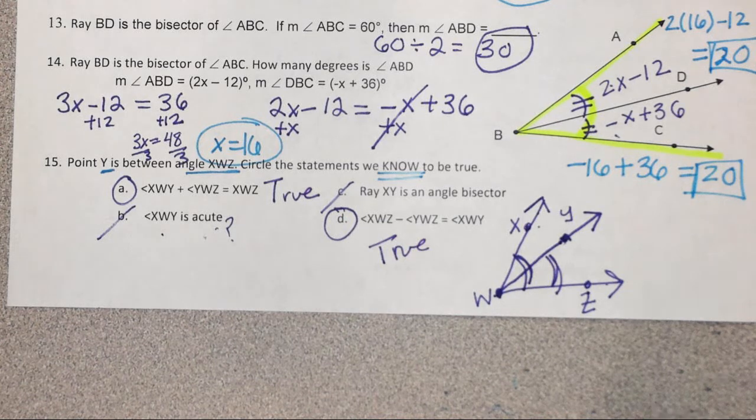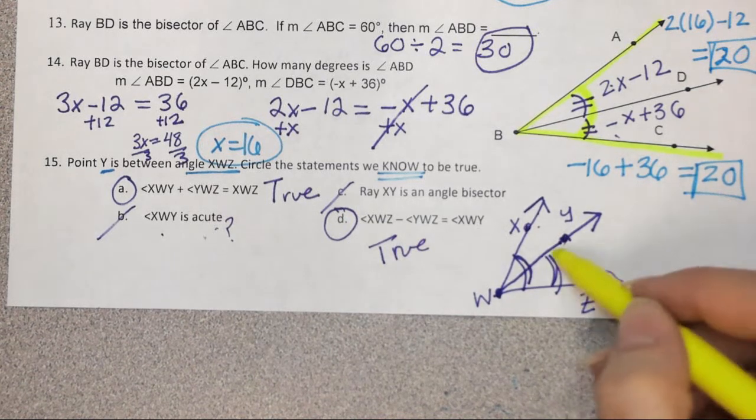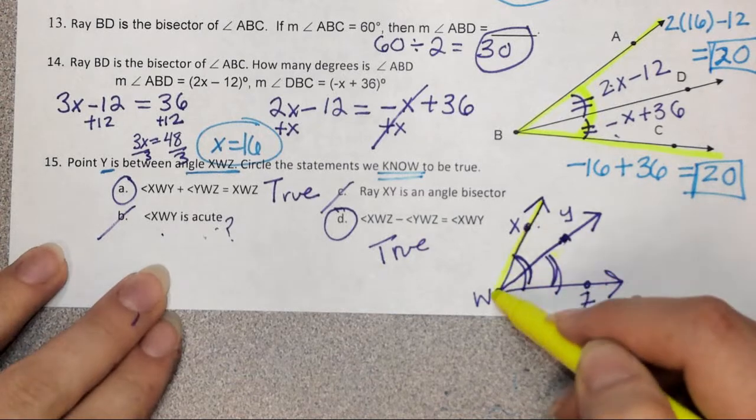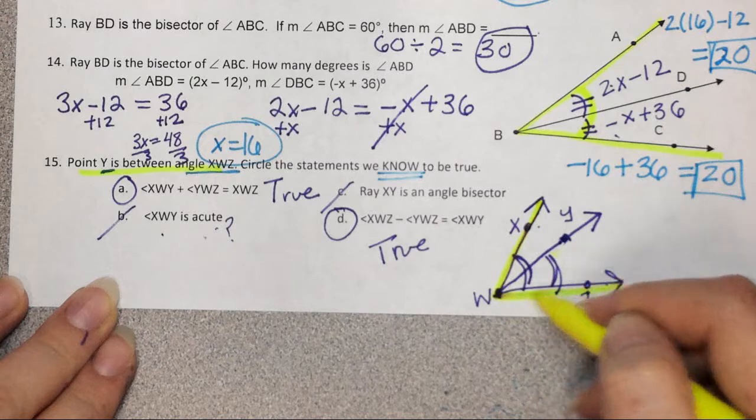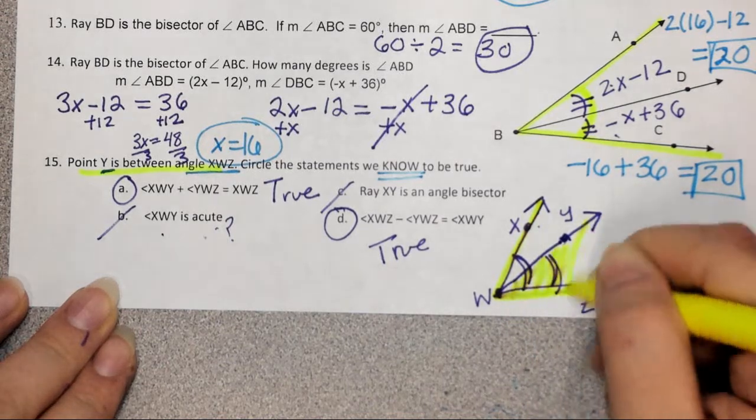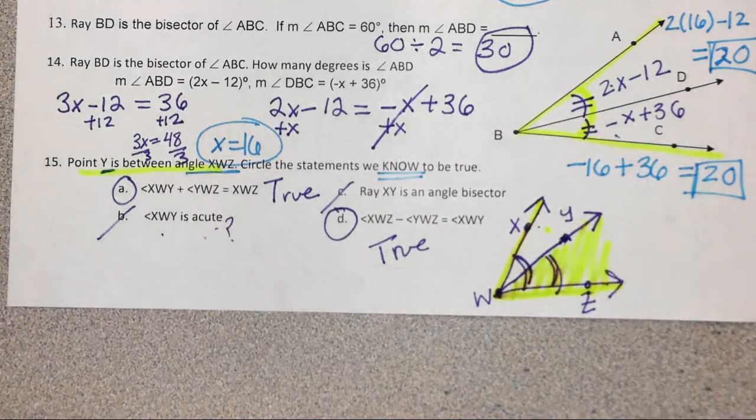Okay, no matter where Y is, as long as it's in between this angle, which is what it specified, if we take this angle and subtract this one, we're left with that one. So that's true. And that's it. I wish you luck on your test tomorrow.